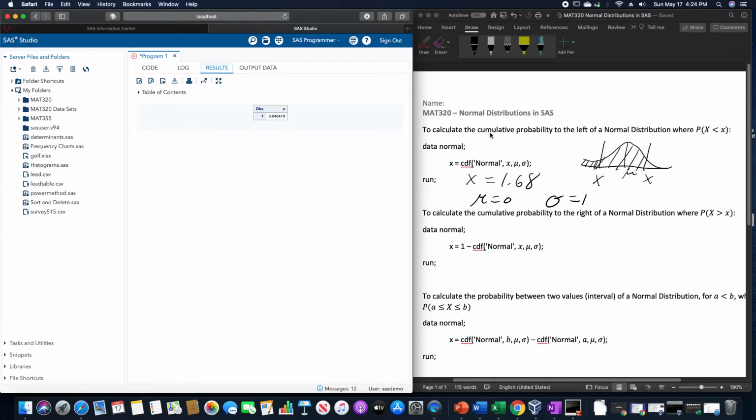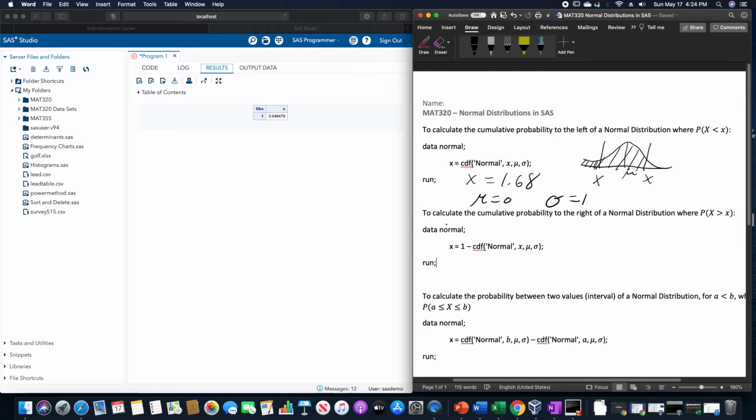If we want to find the probability between two values, let's use for this example a b of 5, an a value of 2, a mean of 10, and a standard deviation of 3.1.